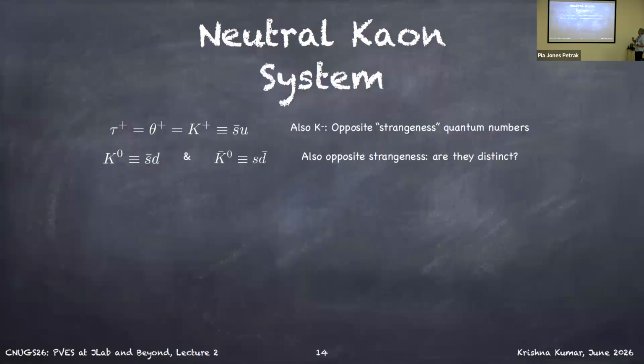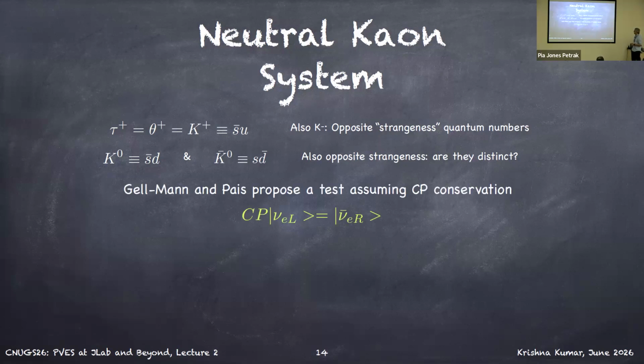So we now know, because we know about quarks, that the theta plus and the tau plus are the same particle. It's the K plus, and it's S bar U, okay? And so there's also the K minus, which is S U bar. And then you have the K0 and the K0 bar, S bar D and S D bar. So in 1956, we didn't know about all of this. So the question was, they have opposite strangeness, but are they distinct? So there was this absolutely brilliant proposal made by Gell-Mann and Pais.